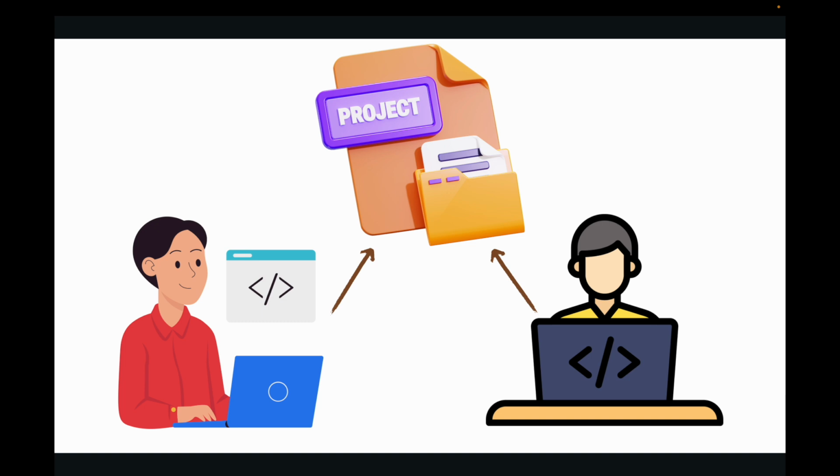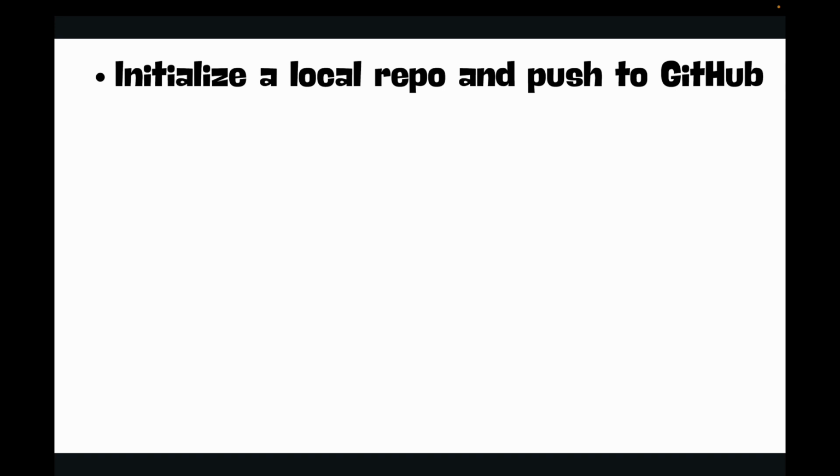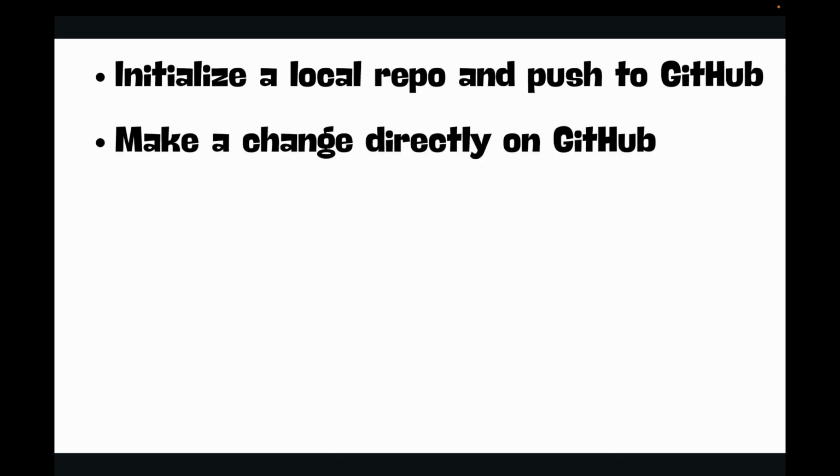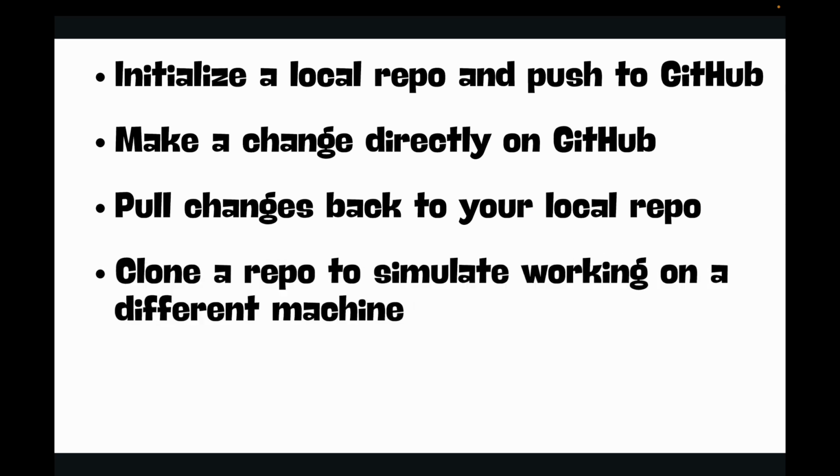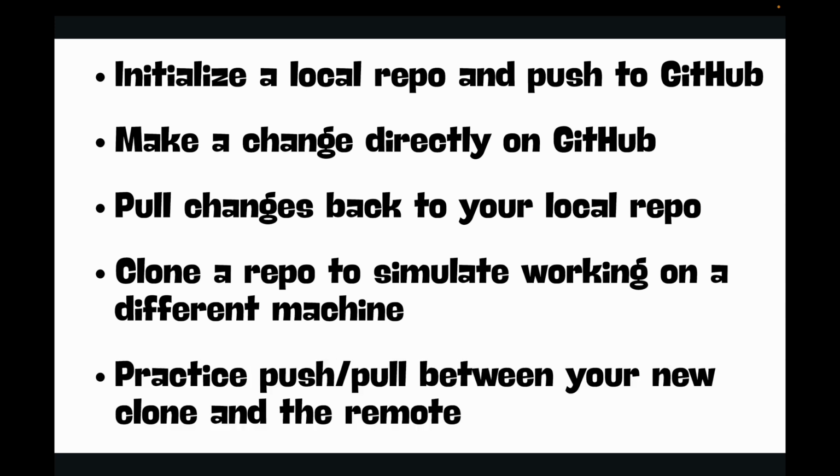So here is what we will be doing in this project. We will initialize a new local repository and push it to GitHub. Make a change directly on GitHub, simulating a teammate's commit. Pull that change back to your original local repository. Clone a new copy of the repository to simulate working on a different machine or as a different developer, and then practice push or pull between your new clone and the remote. This project will solidify your understanding of local to remote synchronization.